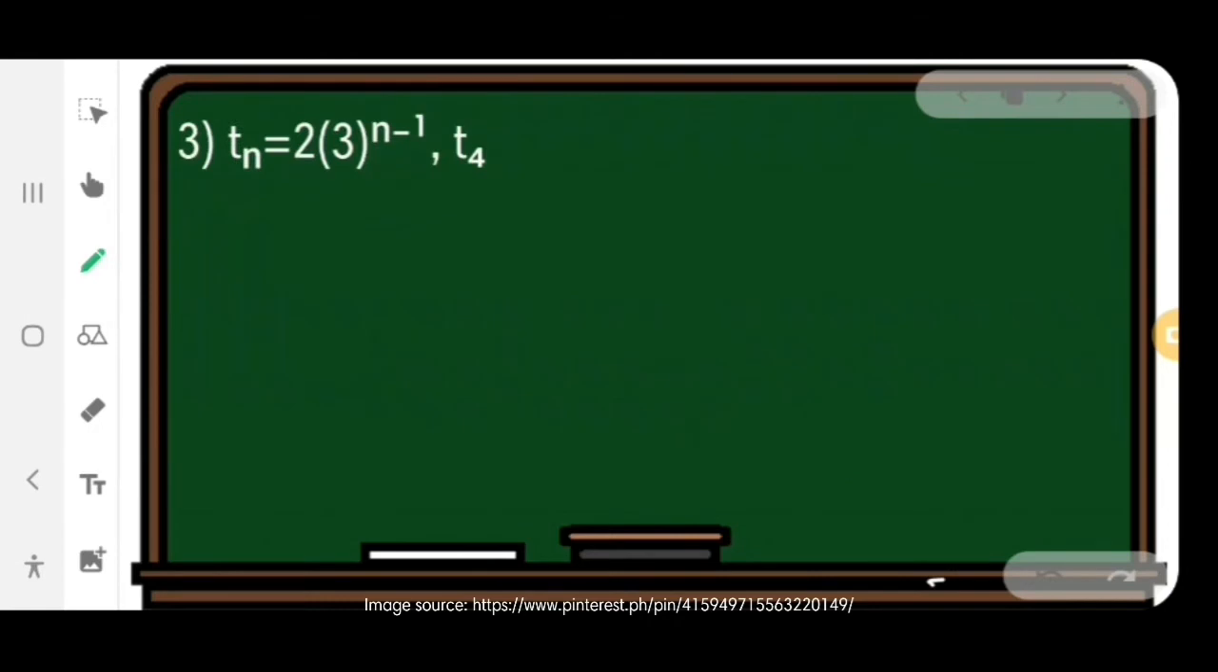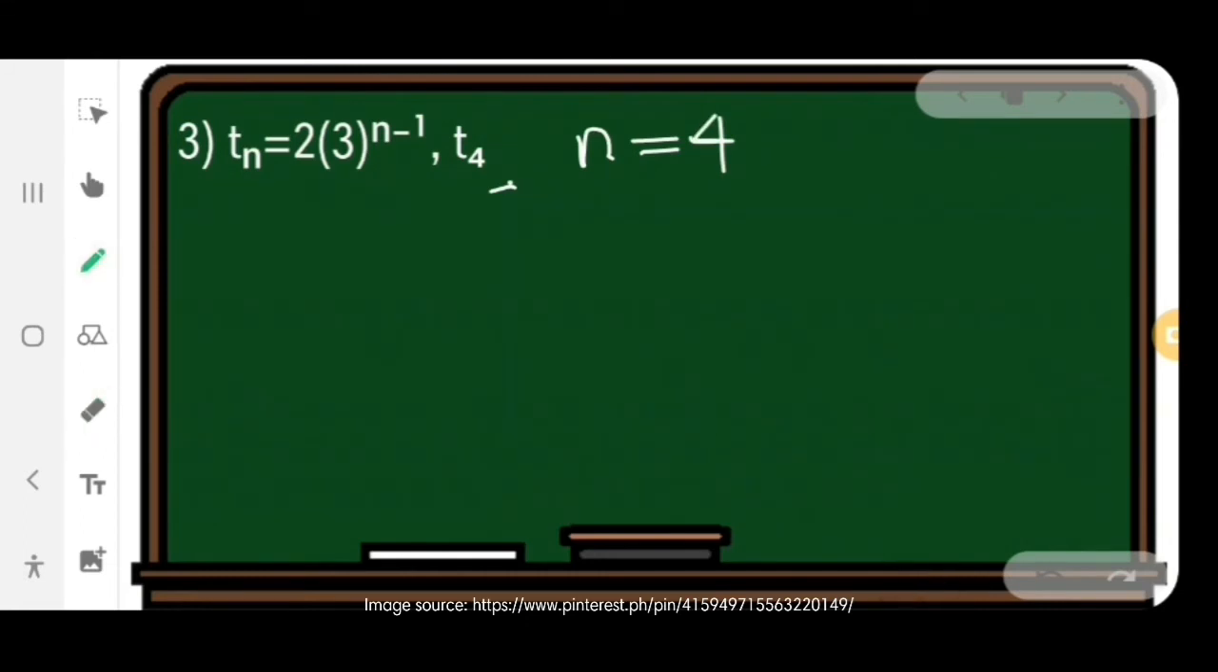So in our third example, we are given the general term of the geometric sequence, which is t sub n equals 2 times 3 raised to n minus 1. And we are going to determine the fourth term. So that means our n is equal to 4.